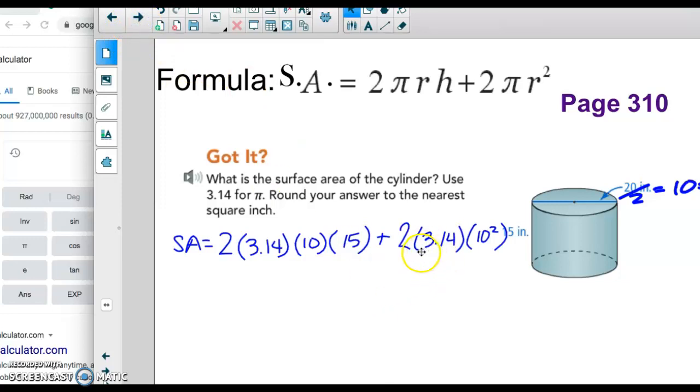The second part represents our two circles, one on the top, one on the bottom. So that's what this 2 represents. There's two circles, both pi r squared, so 3.14 r squared, so 10 squared.